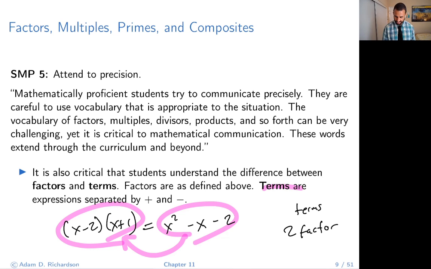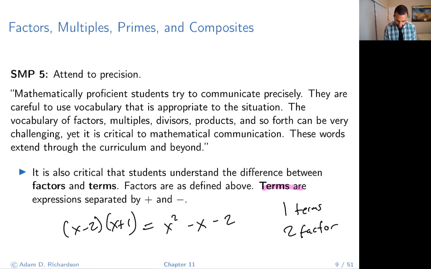So that's something to keep in mind. There's one term there. Now, if I start focusing on individual pieces, then that question changes, right? If I say, how many factors are in this term? There's one factor there. How many terms are in there? There's two terms. There's this one and this one. So it depends on what you're looking at, right? So it's very, very important to understand the difference between factors and terms.